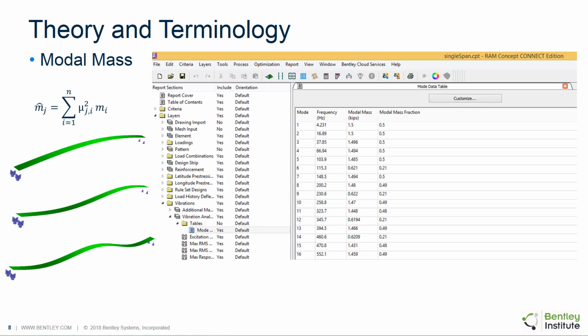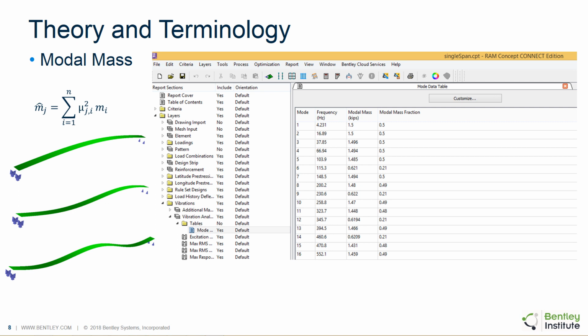I want to introduce the concept of modal mass. So modal mass is the amount of mass of an equivalent single degree of freedom system. So for a complex system, it's how we could represent it in a single degree of freedom system and get the correct mass value. In essence, it's the amount of mass participating in a particular mode. So each mode has its own modal mass.